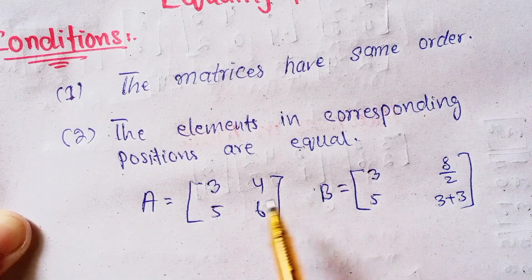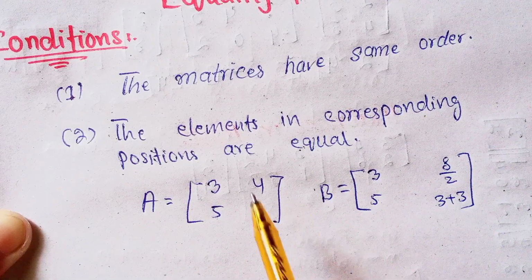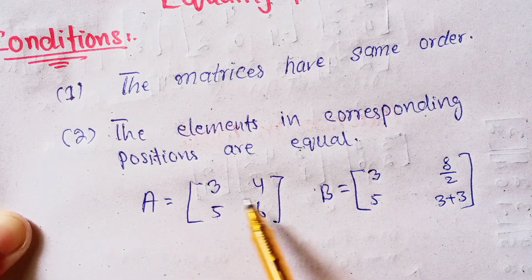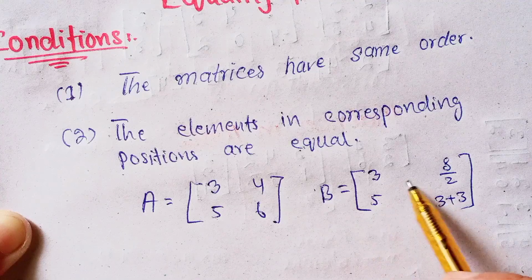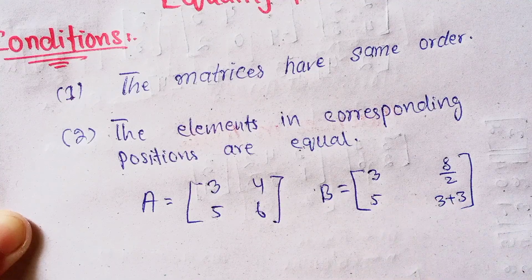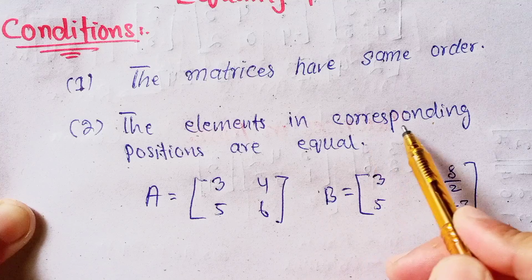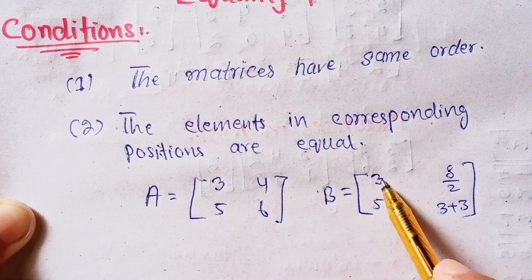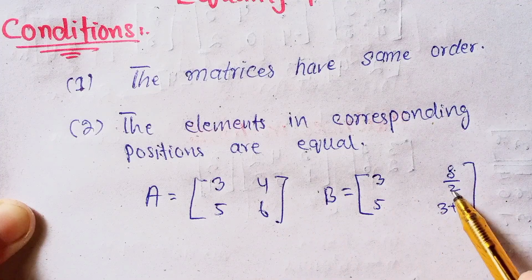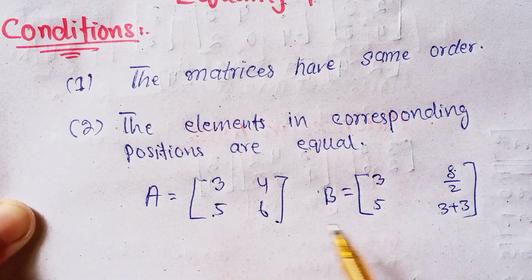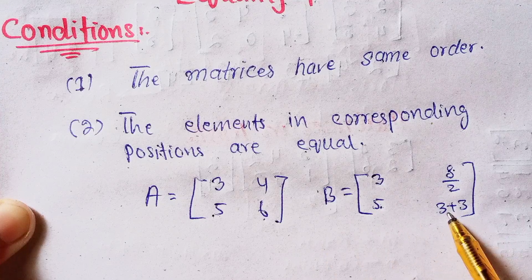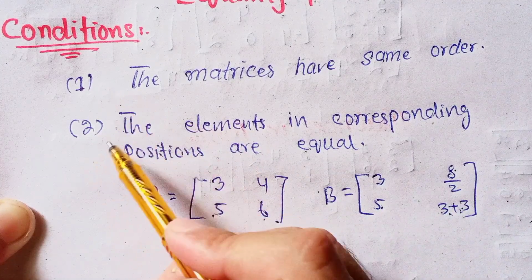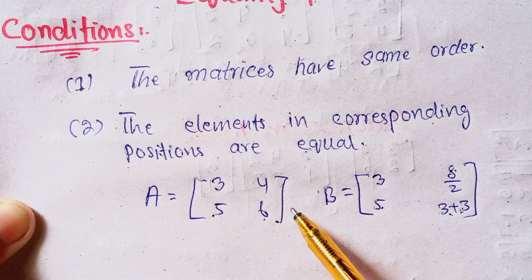Right, so if we look at these two matrices, then one is that they have the same order, meaning they have the same number of rows and columns. Matrix A has 2 rows and 2 columns, and matrix B also has 2 rows and 2 columns. And the second condition is that the elements in the corresponding position are equal. So here there is 3, there is also 3, here is 4, and here is 8 divided by 2 is 4. Here is 5, here is 5, here is 6, and here is 3 plus 3, which is 6. So these two matrices satisfy these two conditions, so these two matrices are equal.